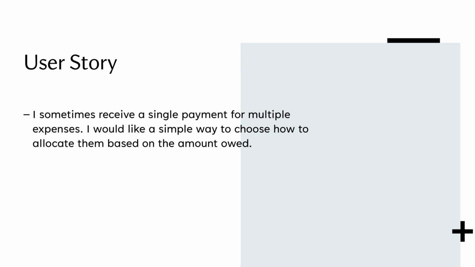So, a user story. I sometimes receive a single payment for multiple expenses. I would like a simple way to choose how to allocate them based on the amount owed. And there are multiple components to this application, and it involves a flow, it involves some custom objects, and it involves some Apex in the background.